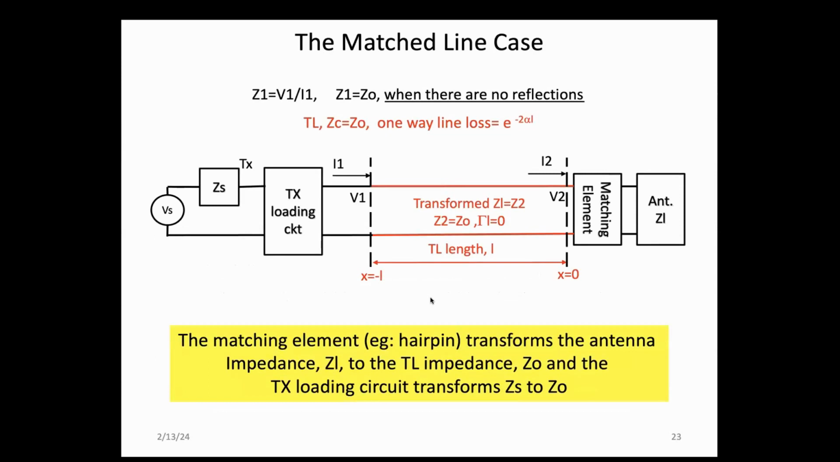And so, for example, we might have an antenna at the end of our transmission line, and Dave brought his hairpin matching element so that our Yagi is looking at around 50 ohms. So we have no reflections on the line. If the source sends a forward wave down the line, that wave and that power will undergo one-way line loss, which is e to the 2 alpha L, where L is the length of the line. Next slide, please.